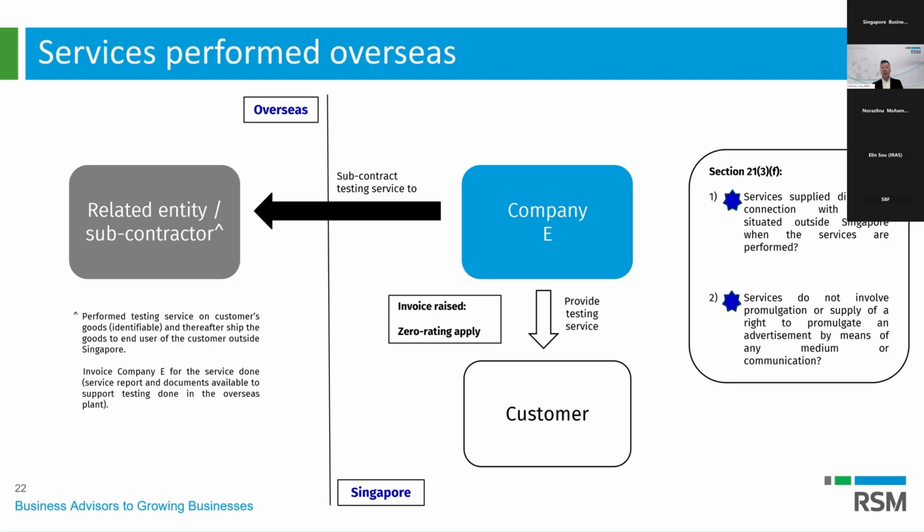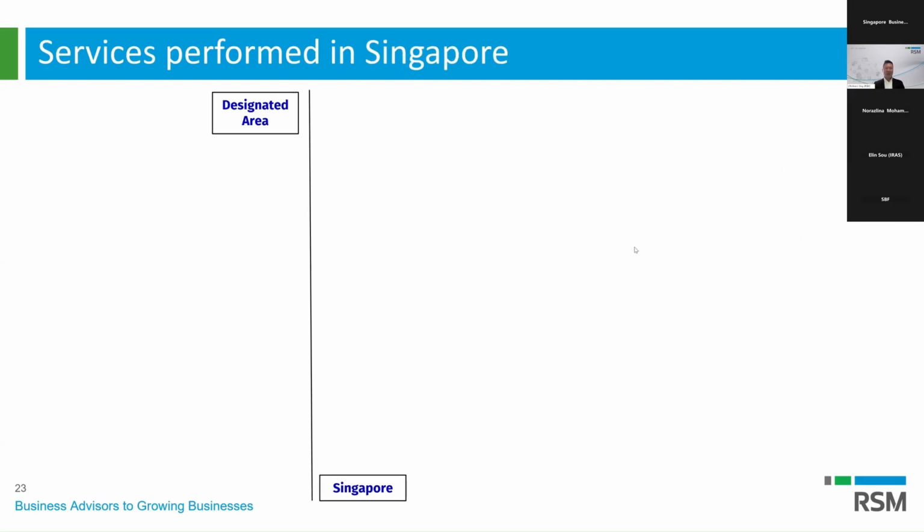Similarly, in the scenario that you see on screen, although company E is providing a testing service to a local customer, zero rating will apply under section 21.3F by the fact that the two conditions are satisfied. I hope this helps. Let me quickly move on, because I'm slightly behind time.